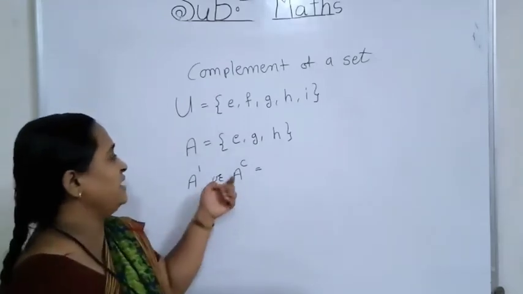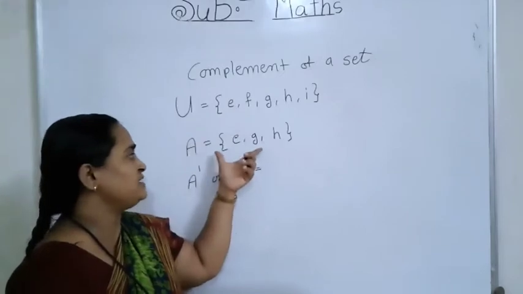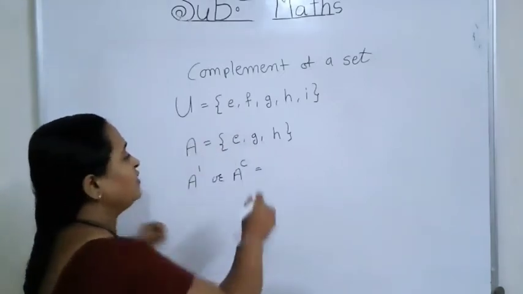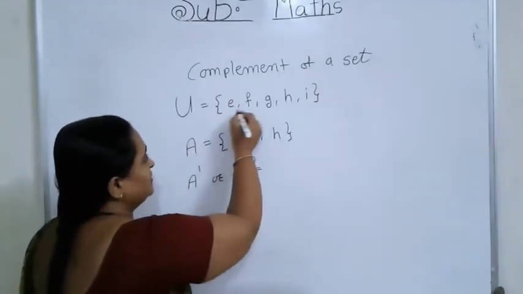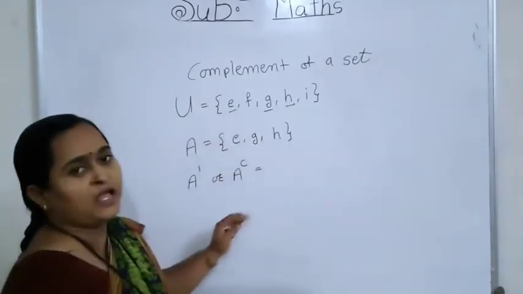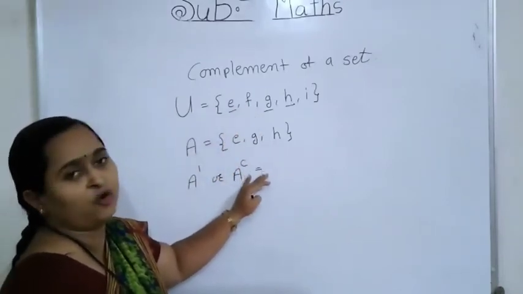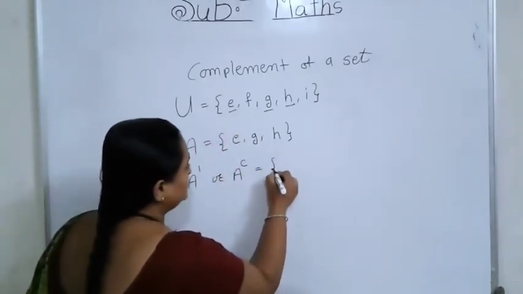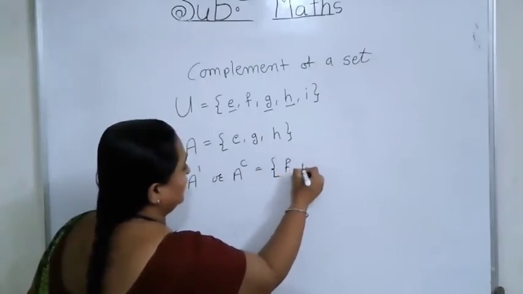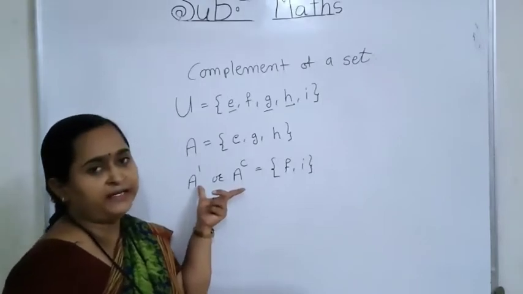According to the definition, complement consists of elements which are present in the universal set but not present in set A. Now in set A, which elements are there? E, then G, after that H. Now the remaining elements of the universal set we have to write down in the complement of A. Which elements are left there? F and I. Now this is the complement of set A.